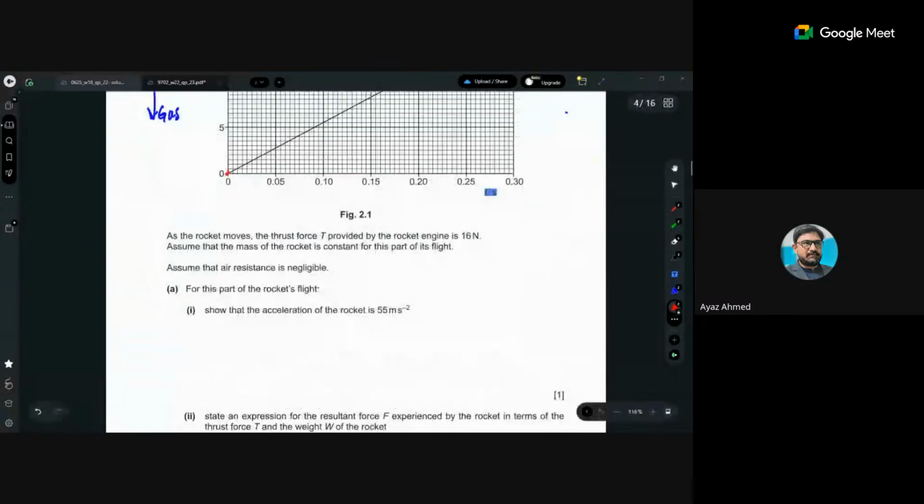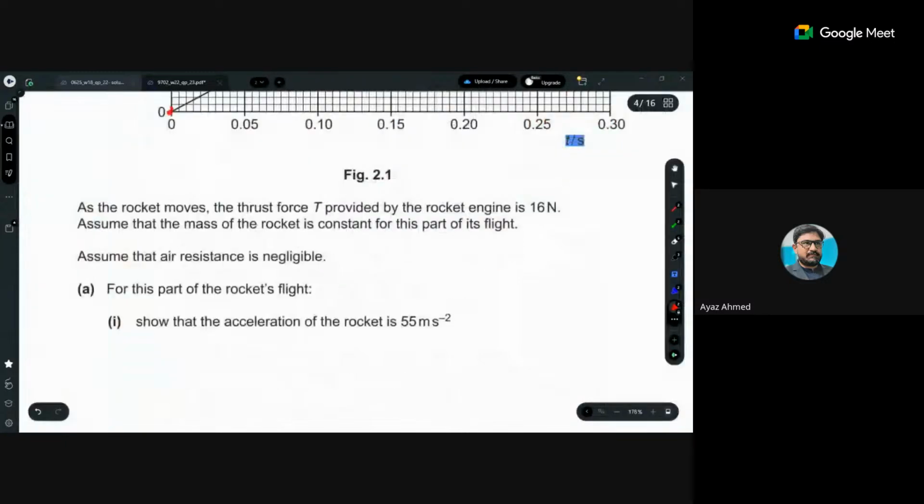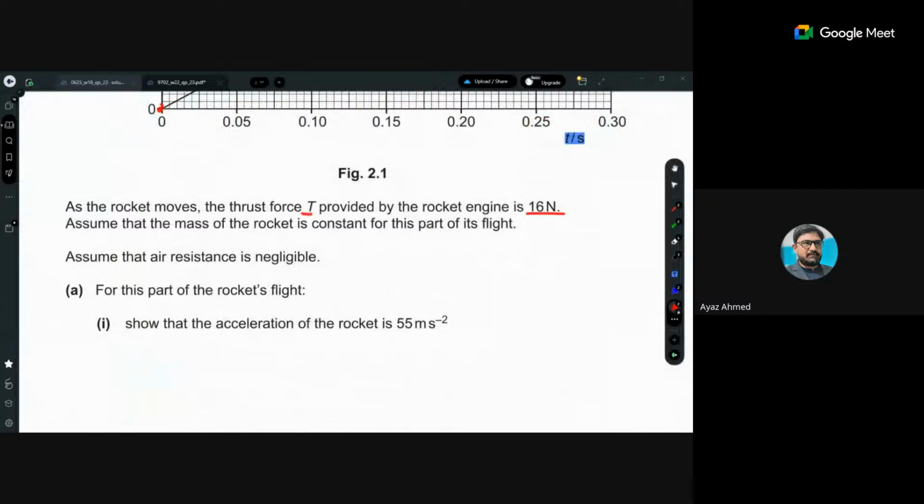Okay, so let's talk about the questions. क्या पूछ रहा है हमसे? As the rocket moves, the thrust force T provided by the rocket engine is 16 Newton. Engine की जो thrust force है, which is basically pushing the rocket upward, that is equals to your 18 Newton. ठीक है? Assume that the mass of the rocket is constant for this part of the flight. Assume that the air resistance is negligible. These all are basically assumptions. Assumptions का मतलब ये होता है कि we would have some variations, but we will consider that these are according to the given situation in the ideal condition.